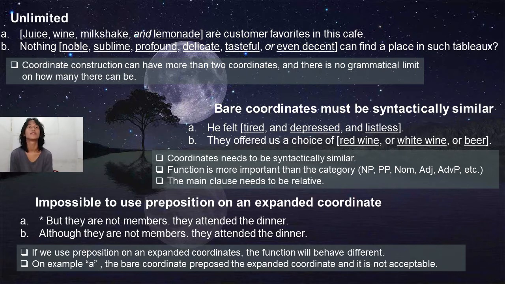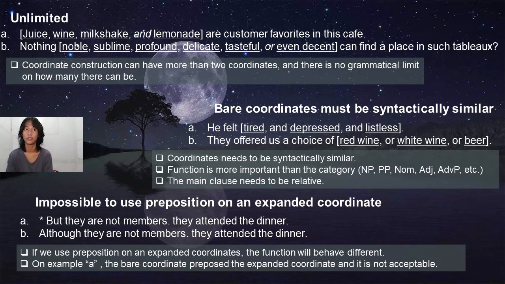Okay? And moving on to impossible to use preposition on an expanded coordinate. It means that when you are using coordinate, especially expanded coordinate, you can't use it with preposition. As you can see in the first example of A, with the star in it. But they are not members. They attended the dinner. It is grammatically incorrect.